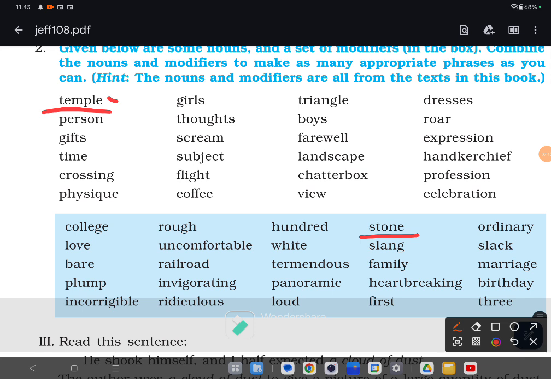And the next one, gifts. So where can you match them? You can say marriage gift, birthday gift, ordinary gift, right? Marriage gift, birthday gift, ordinary gift. You just try how many. The next one, time. With time, you can say first time, family time, and college time, right?